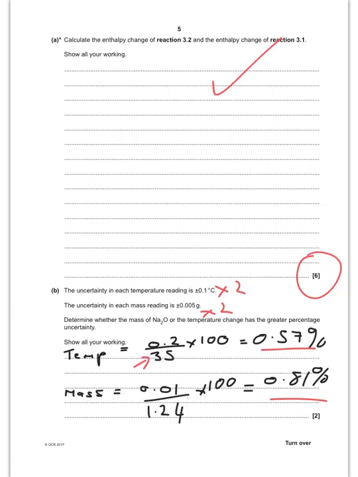So the next question asks me about how I could reduce that error. Well, I can't change the equipment. So the best way of doing it, if I can't change the equipment, I can't change that number or that number. So the only way to reduce it is to change that number and that number. So I could use a greater mass of sodium oxide, and that would obviously cause a greater temperature change here as well.